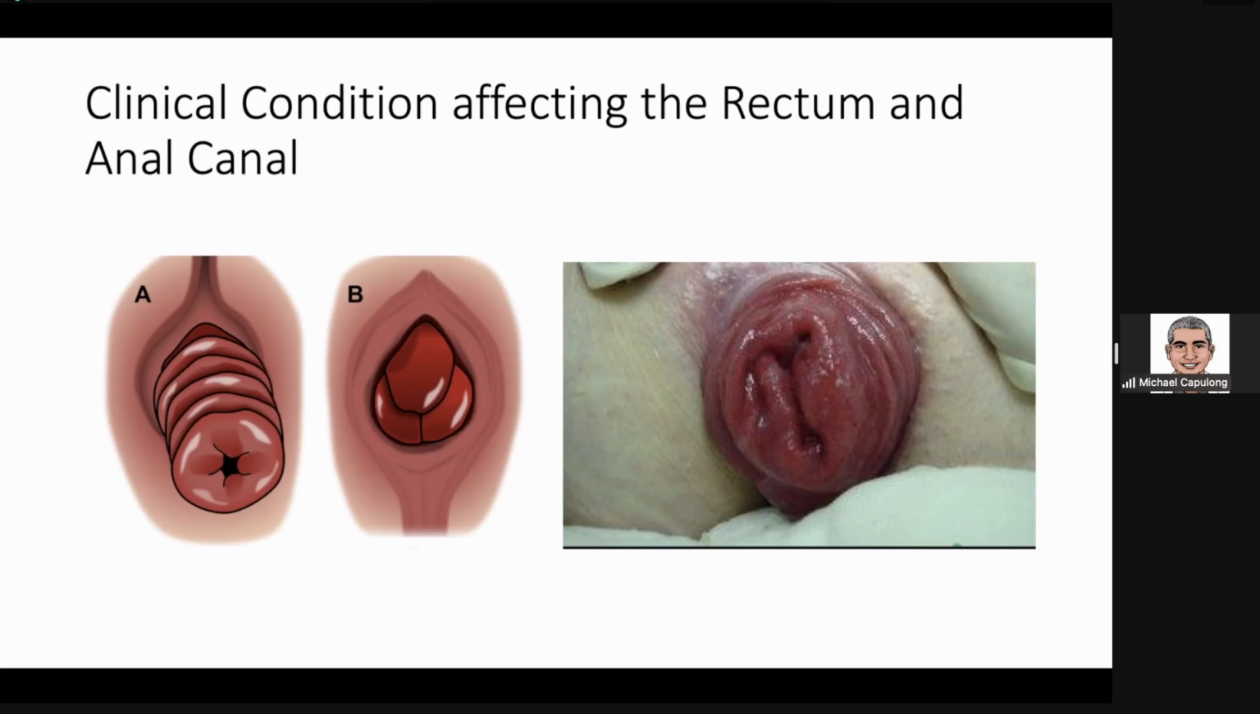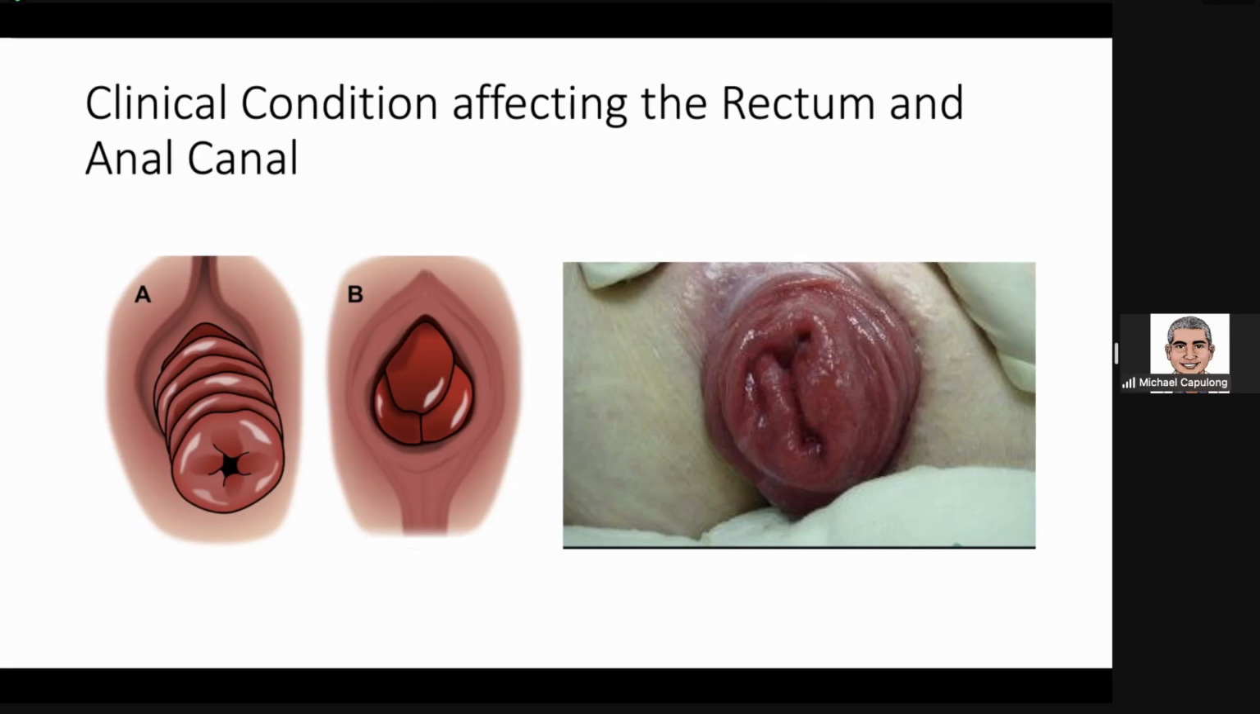Now again, clinical conditions may affect the rectum and the anal canal. And these are the common conditions that we see affecting these two structures. One is your rectal prolapse. Rectal prolapse is a relatively common condition.